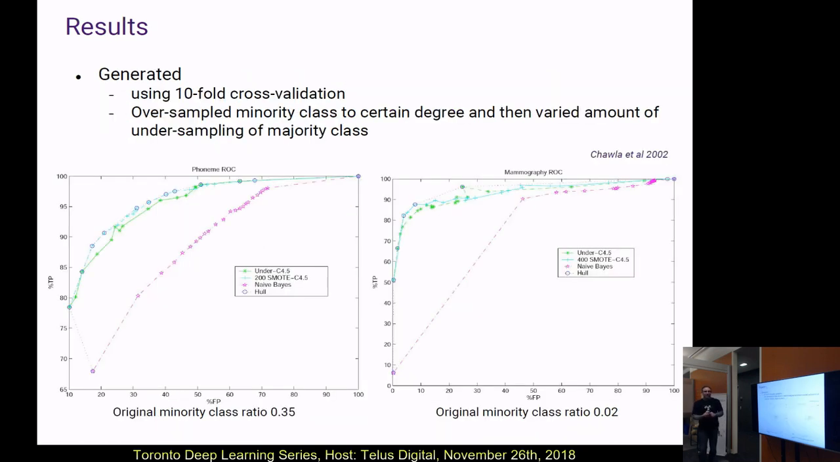Okay, so they actually showed lots and lots of results. I encourage you to go through the results if you're really interested to see how it performs on a lot of different tests. But for the sake of time and everyone's sanity, I've only shown two, and these are the two extreme examples. I believe the original class imbalance was 0.35 on one, and the one on the right was 2%.